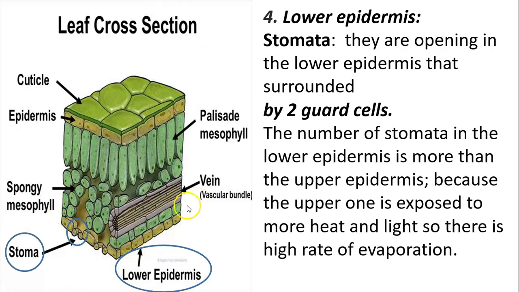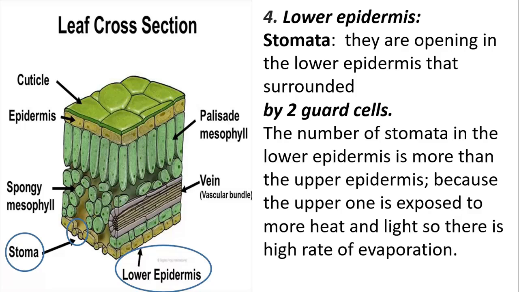So the lower epidermis, since it contains a lot of stomata, allows the passage of not only the gases that we want to pass, like oxygen and carbon dioxide, but also water vapor. Water vapor escapes from the stomata. So we don't need a lot of stomata on the upper epidermis. Why? Because it's subjected to more heat and light energy. So if I have more stomata, this will allow the escape of more and more water vapor.